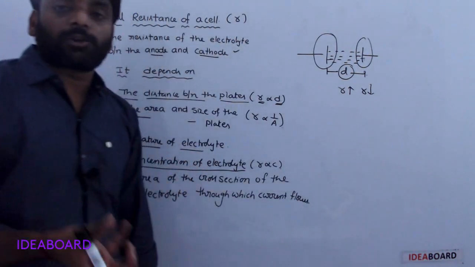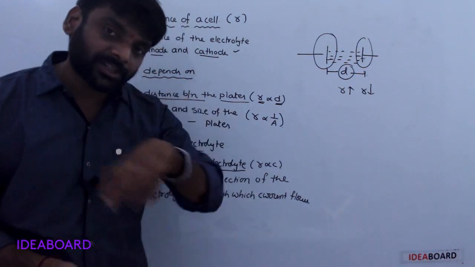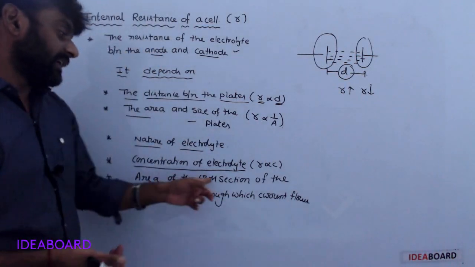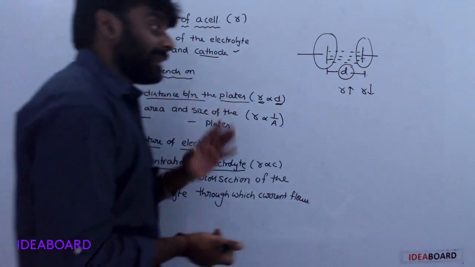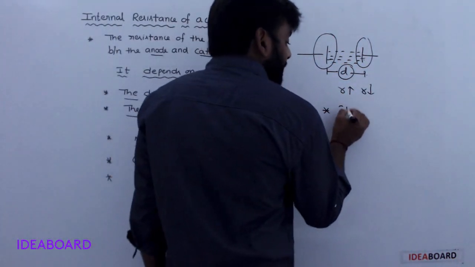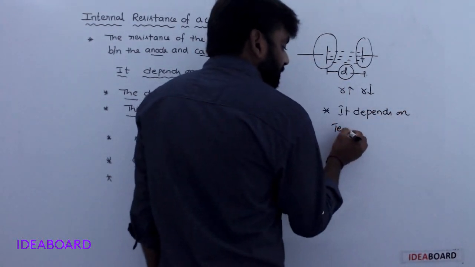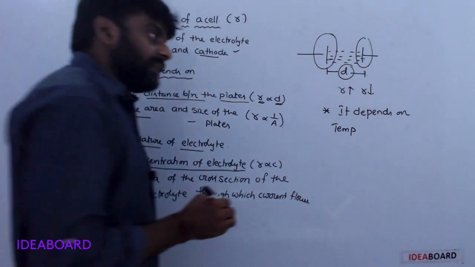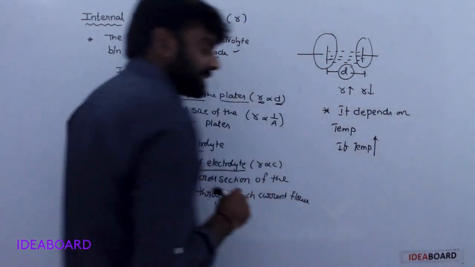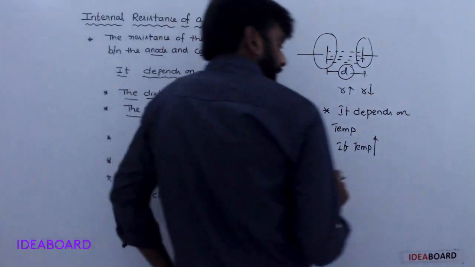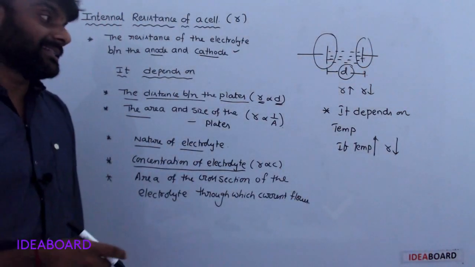That means strength of the electrolyte. If concentration is increased, automatically internal resistance is also increased. Next, area of the cross section of the electrolyte through which current flows, and the main important one is temperature. If temperature is increased, automatically its internal resistance decreases.